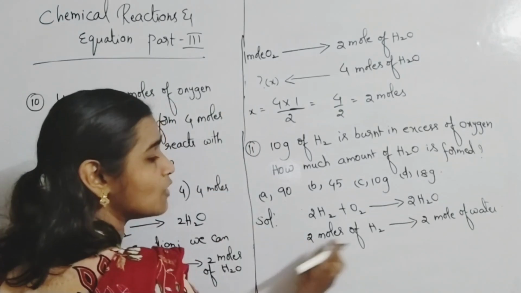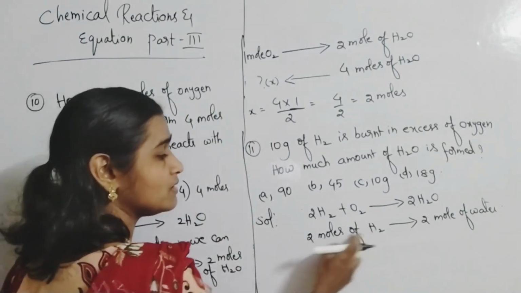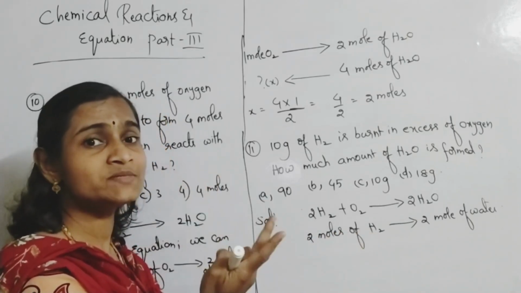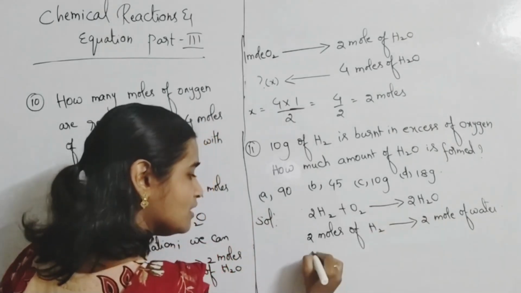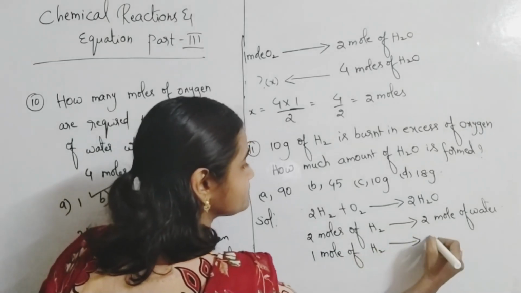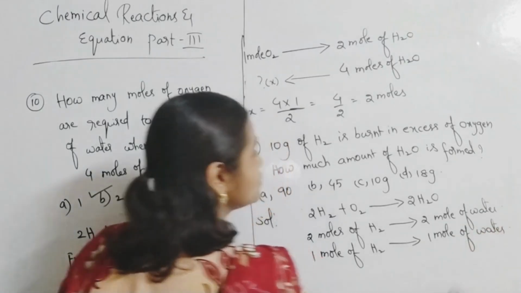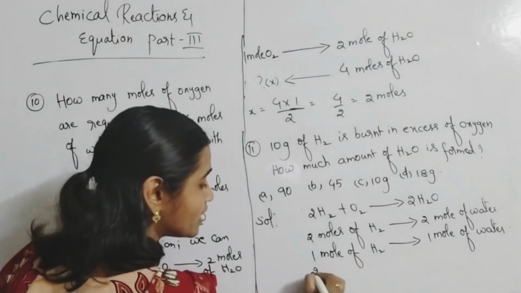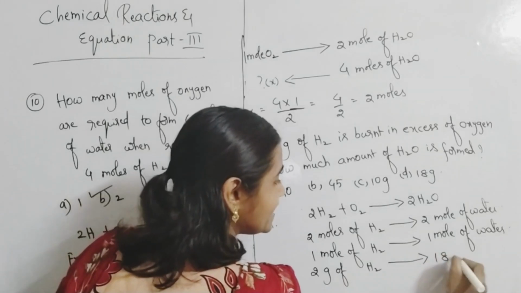2 moles means how many grams? Please understand the point carefully. 1 mole of hydrogen means 2 grams, so 2 moles means 4 grams. Or for this, you can take the same number: 1 mole of H2 is giving 1 mole of water. 1 mole means how many grams? 2 grams. 2 grams of H2 is giving 18 grams of water.